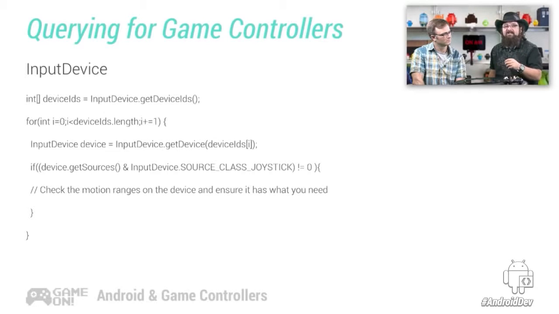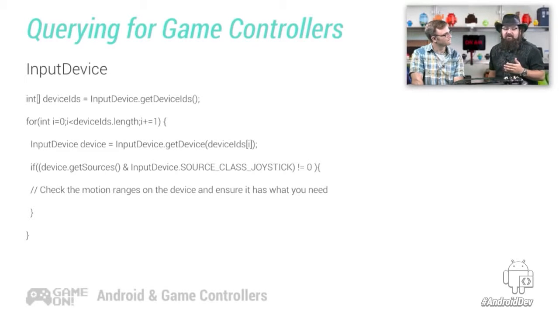Get sources returns an integer value, which is actually a set of bitmask-mapped values that create a large integer. You will logically AND those with an input device source class joystick. Effectively, you're filtering out all the other bits and just looking at the one that tells you whether this is a joystick device or not. If that returns non-zero, then it is a joystick device. That means there's an analog stick on it, a joystick axis.